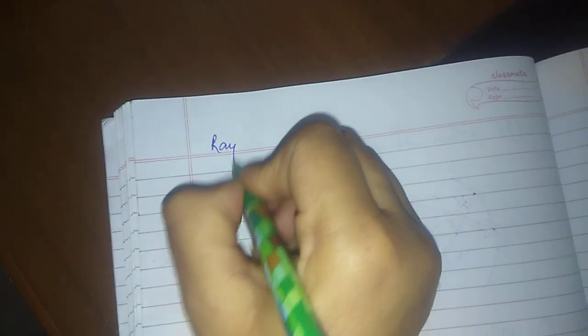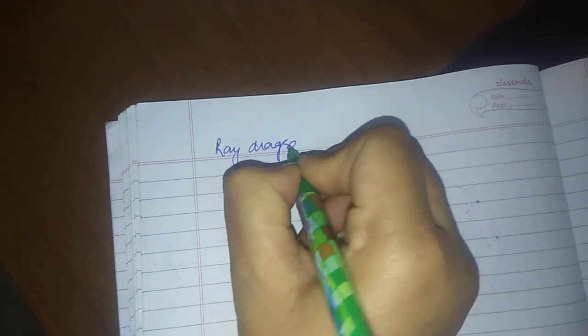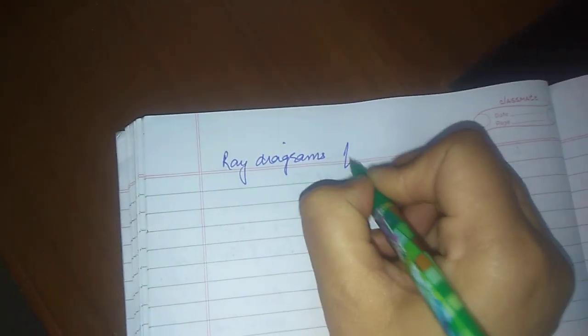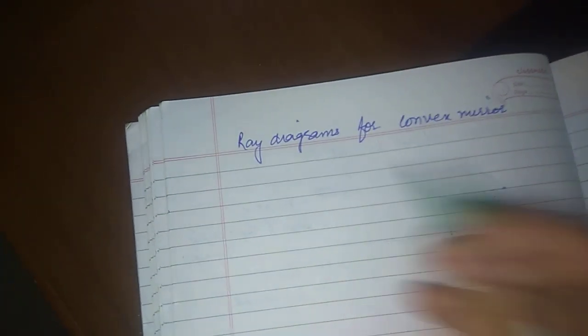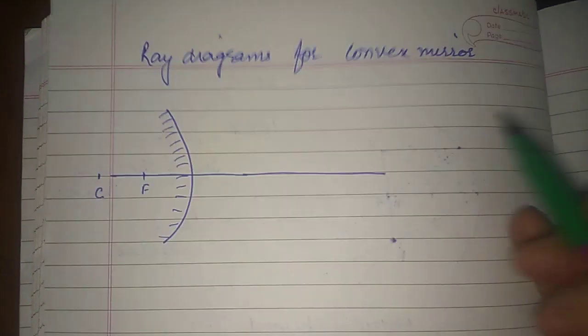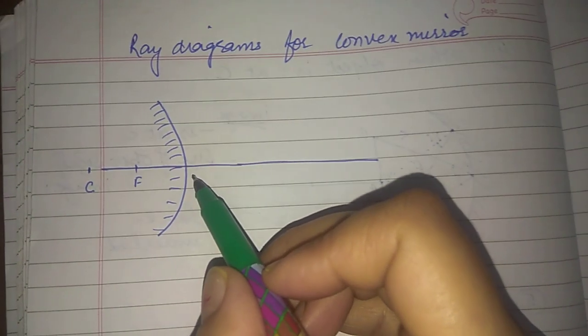Now let us do the ray diagrams for the convex mirror. So convex mirror. So I have drawn the convex mirror.